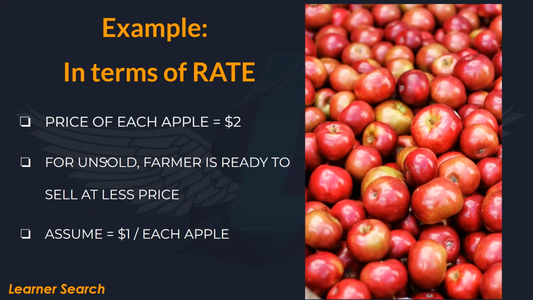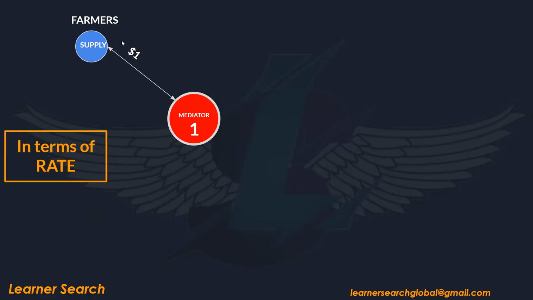For unsold apples, the farmer is ready to sell at a lower price. Assume $1 for each apple. So the price of each apple is $2, and he's selling each one at 50% of the rate. He's selling for $1 only now for the unsold ones. For those unsold apples, he's selling at $1 to the mediator.